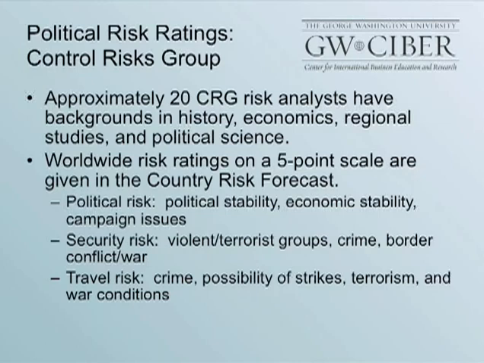Political risk being political stability, economic stability, and campaign issues. Security risk being violent and terrorist groups, crime, border conflict, and war. The travel risk being crime, possibility of strikes, terrorism, and war conditions. But again, it's relying on analysts to put each one of these in the appropriate bucket, and then some combination of the 3 forming the overall country risk forecast.